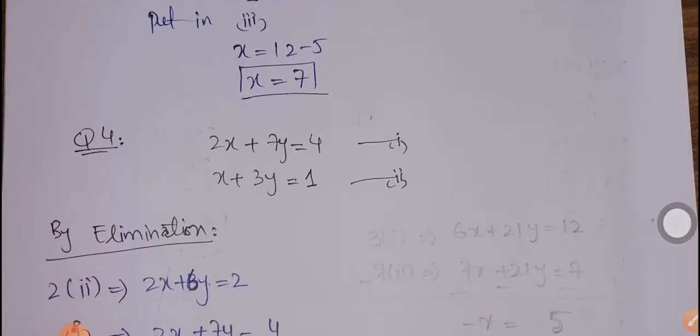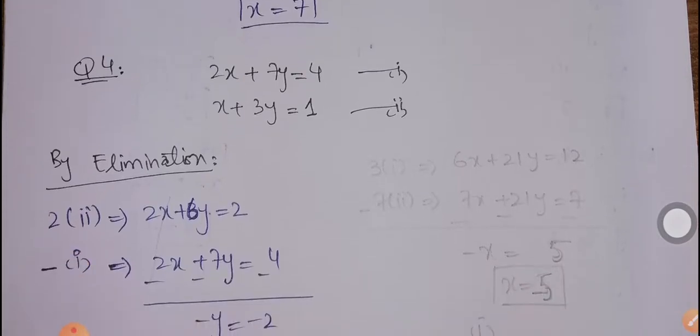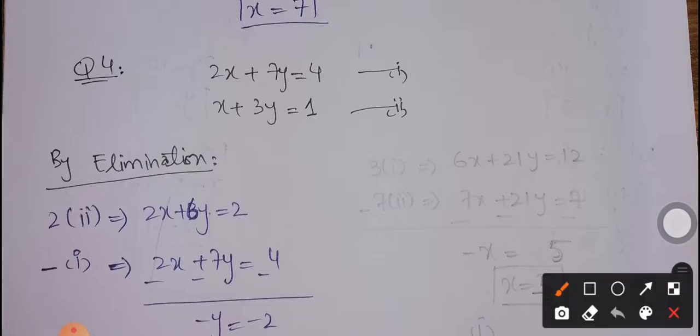Next we have question number 4: 2x plus 7y is equal to 4 and x plus 3y is equal to 1. Equation 1 and equation 2, we are just naming the equations. So at first we are going to discuss the elimination method. Now you can see that the coefficients are not the same. So if some student wants to eliminate x, it's quite simple: we will multiply equation 2 with 2 so that the coefficients of x become the same in both equations.